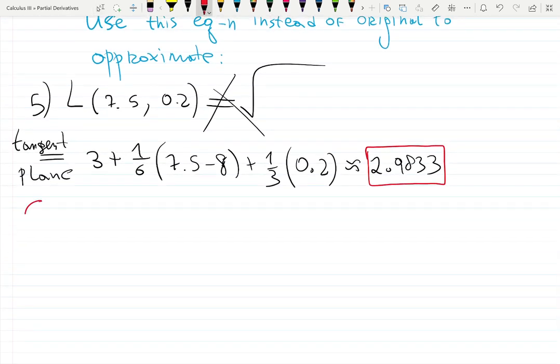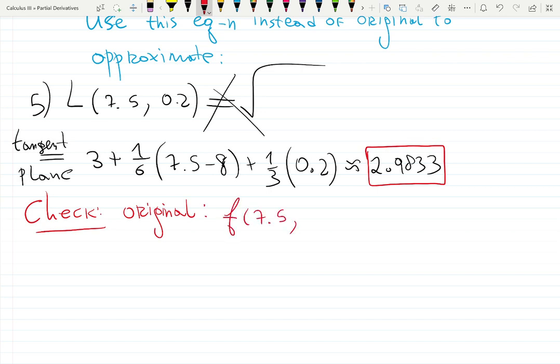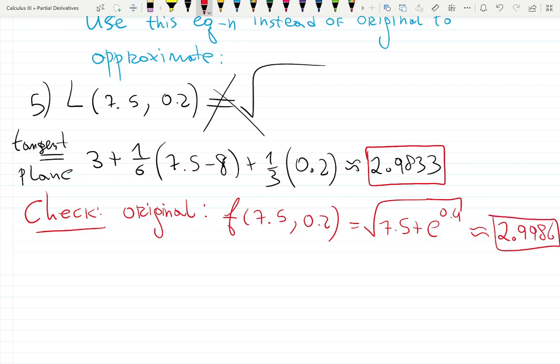We can check using hardcore, say, NASA calculators. NASA computers are really good, one of the best in the world. We could actually just plug into the original and see what the NASA calculator is going to say. So, for example, we plug in 7.5 and 0.2 into the original square root, which is 7.5 plus e raised to the 0.4. And that gives us 2.9986, which is very close. Thus, if you don't have a NASA calculator, you can use approximation of a tangent line.